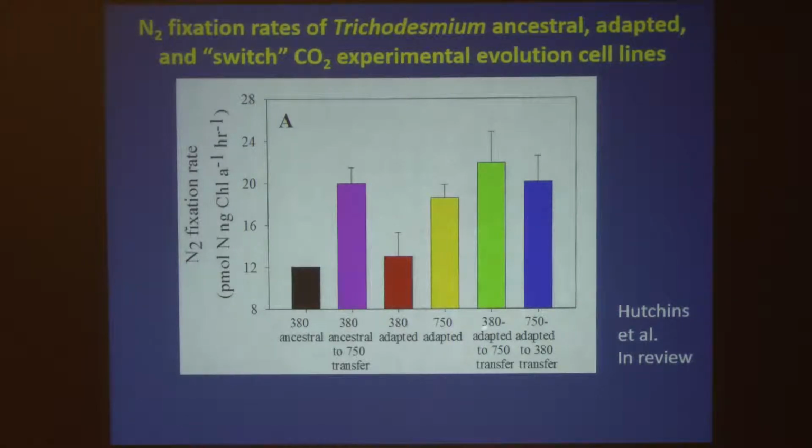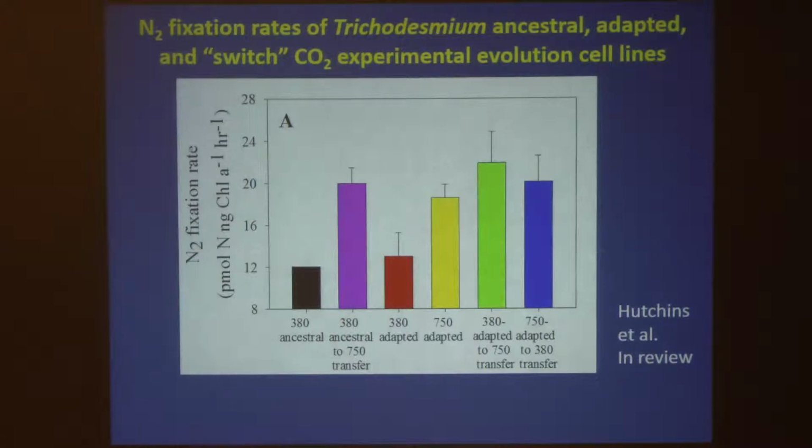But look at what happens to the 750 high CO2 adapted ones when you take them back down to low CO2. They still are fixing nitrogen as if they're in a future CO2 atmosphere, and now they're back down at low CO2. We scratched our heads and said, what's this all about? How can they do that? So we said, let's keep them going for a while and see how long it takes the rate to decay back down to present day levels that we see, say, down here.